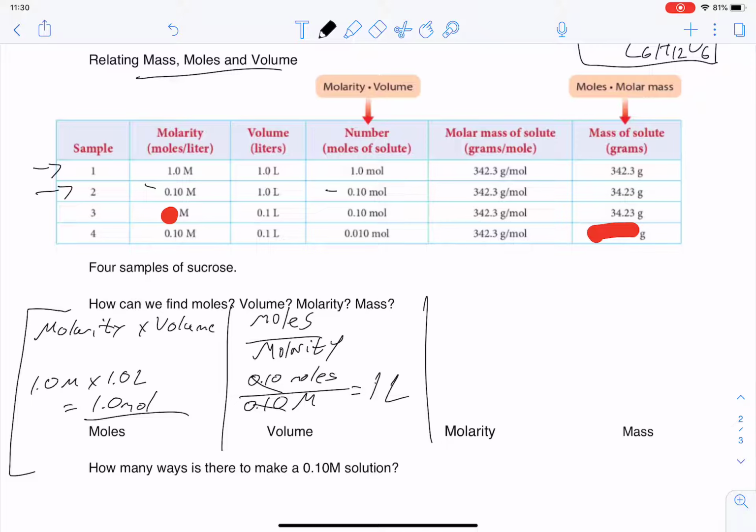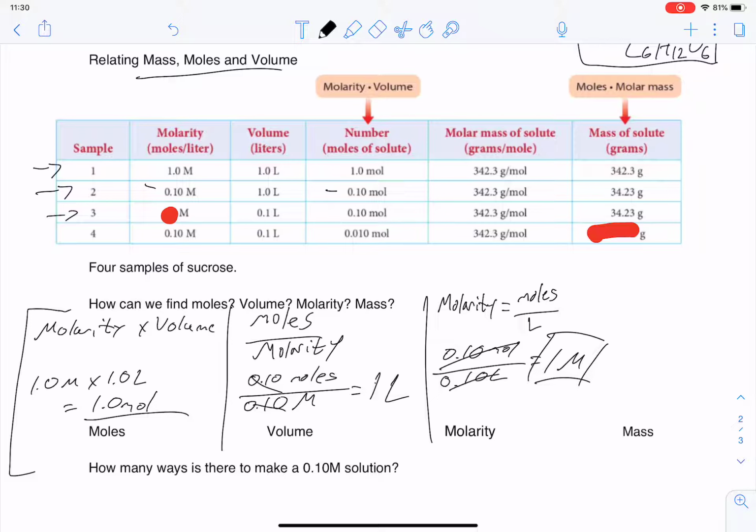All right, third one is molarity, and that was our big equation or big focus for these videos. That's moles over liters. So in this case, for sample 3, we take 0.10 moles and divide it by 0.10 liters. We'll see that these will cancel out again, and our molarity should equal 1 molar. We see that is also correct.